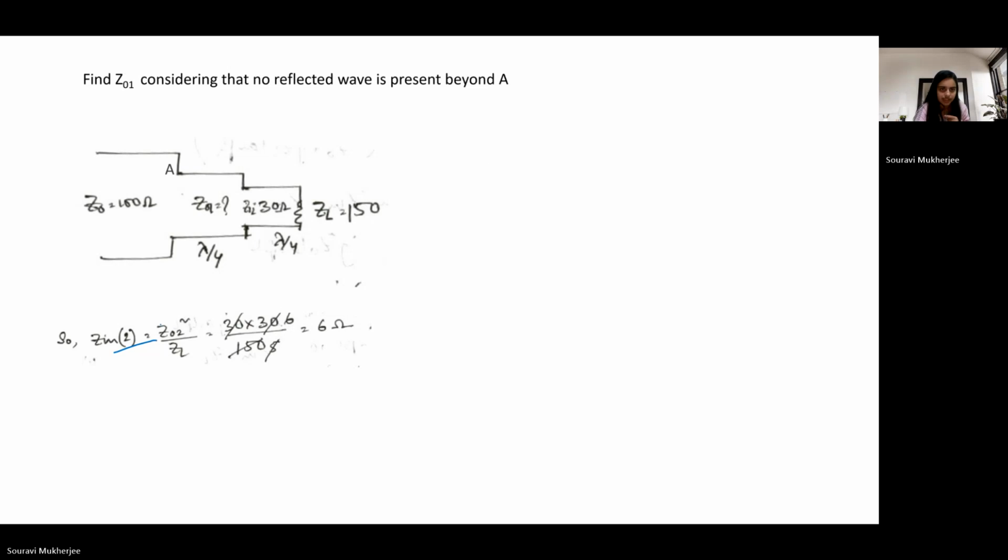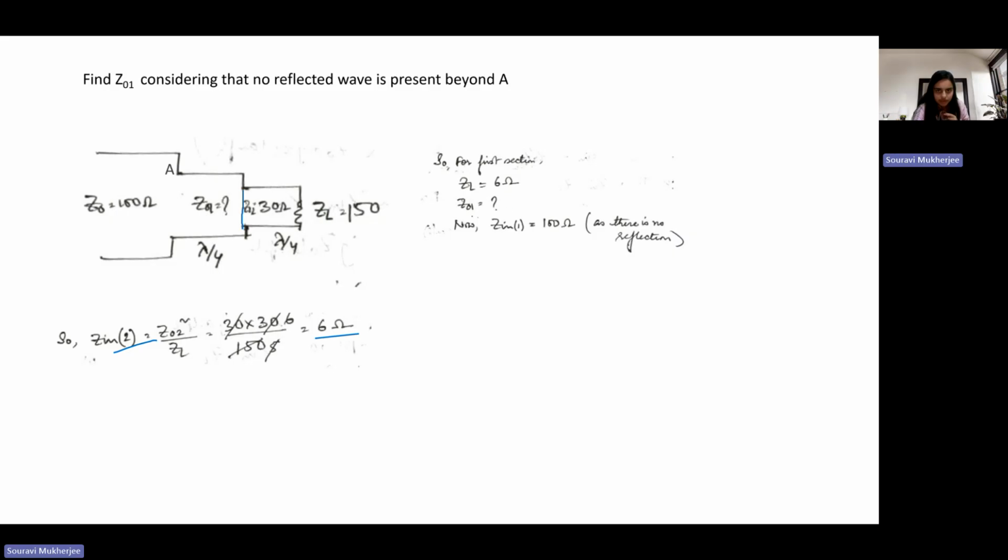So if we just look at the solution now, Z in at 2, like at this point, it's Z naught 2 whole square by ZL. That gives you 6, which is at this point. So for the first section, ZL is 6, Z naught we have to find, and Z in is 100. Why? Because there is no reflection. So this is 100 and this is 6.